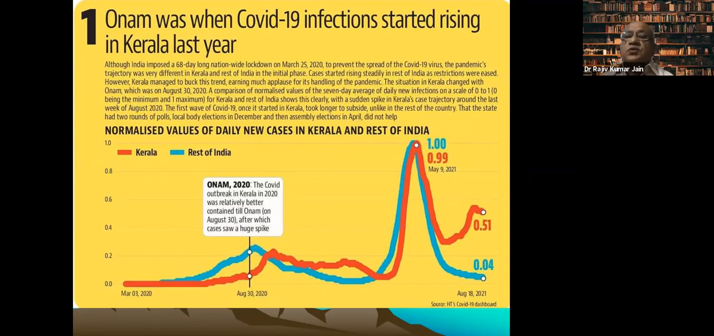The first wave of COVID-19, once it started in Kerala, took longer to subside, unlike the rest of the country. That the state had 2 rounds of polls, local body elections in December, and then assembly elections in April, did not help.